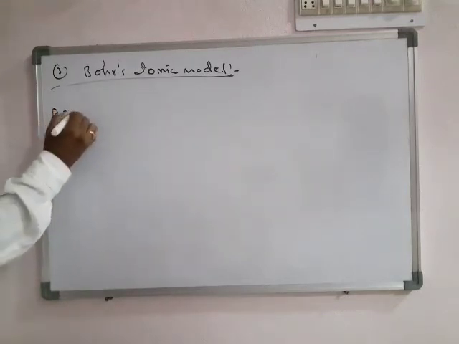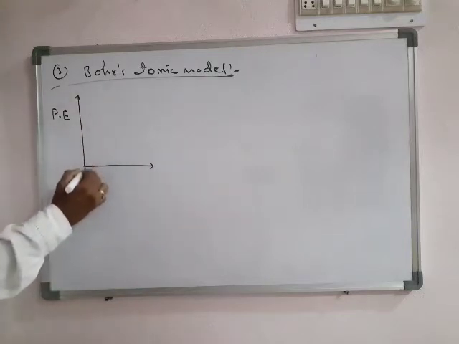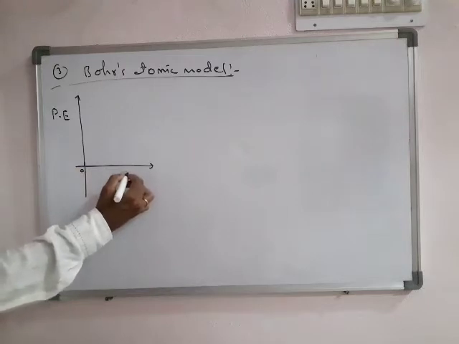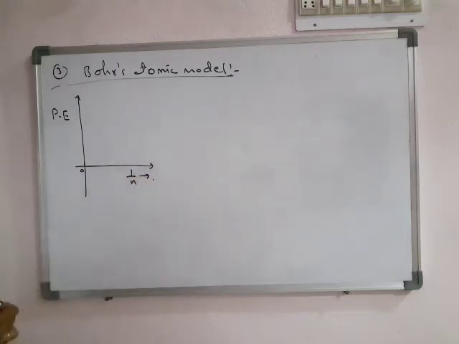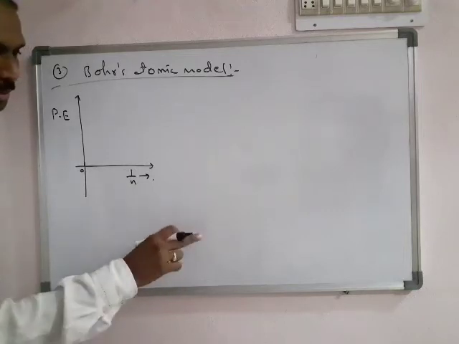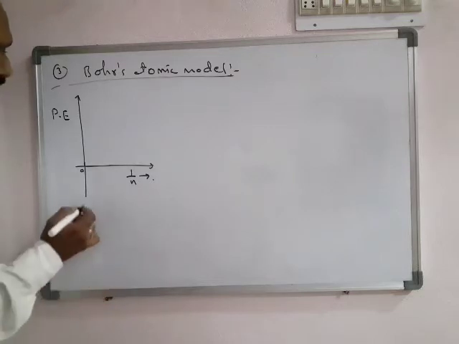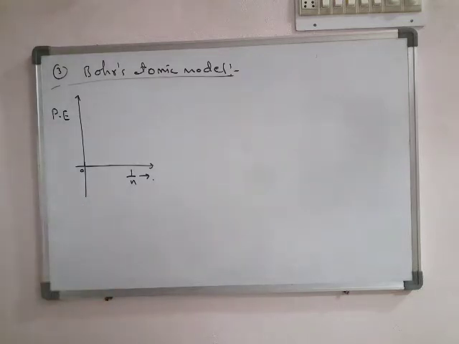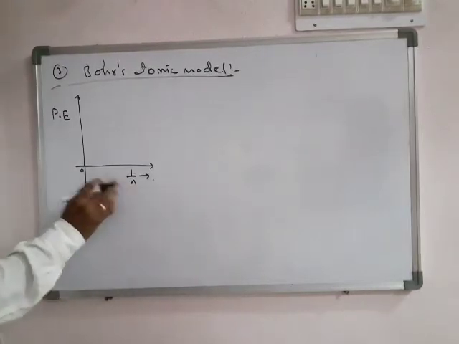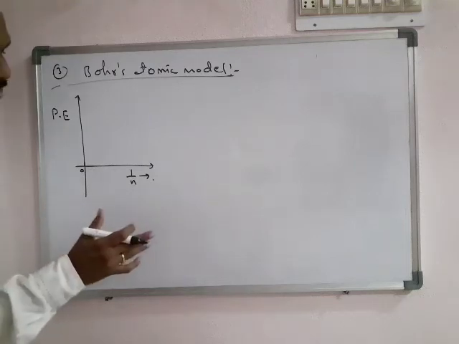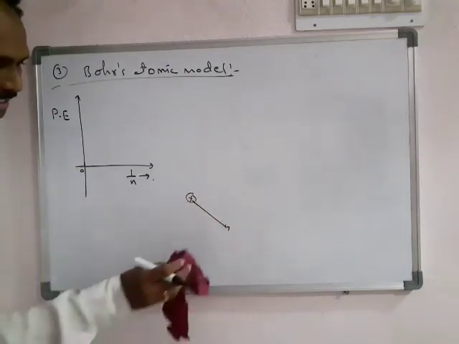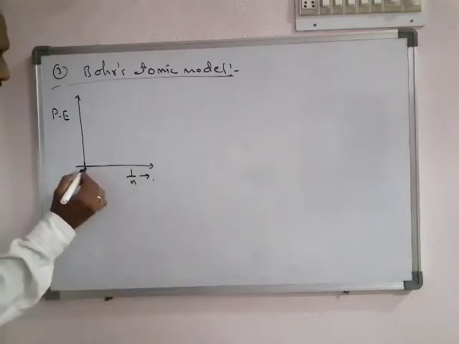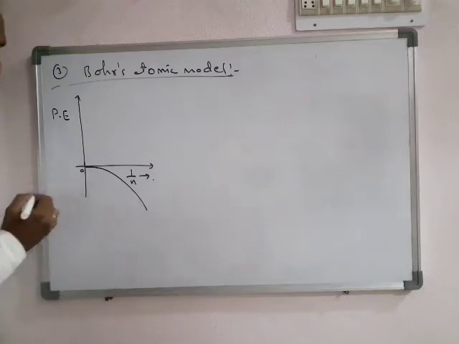So based on those equations, we can draw some graphs. Okay. See, potential energy on the y-axis and 1 by n on the x-axis. Here n means the number of the orbit. We know that as the number of the orbit increases, its potential energy increases. As the distance increases from the nucleus, potential energy increases. Here we take 1 by n, that's why its potential energy decreases.